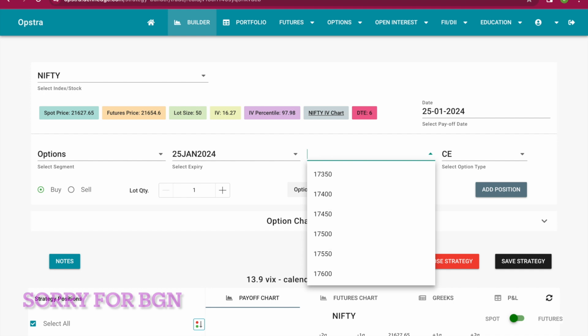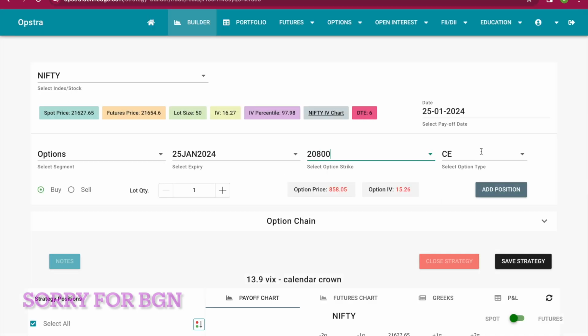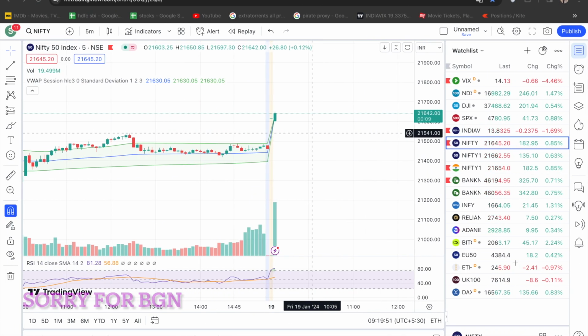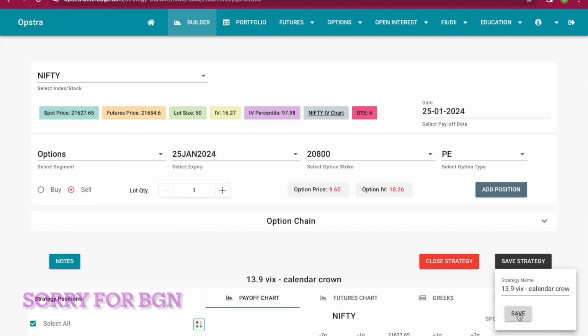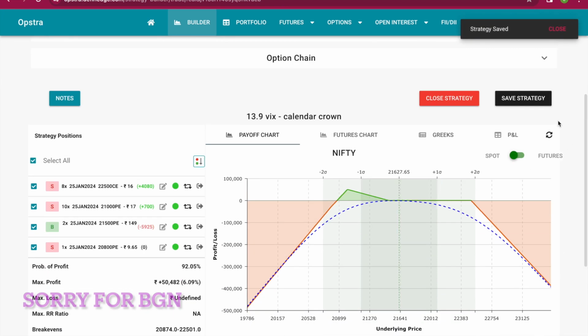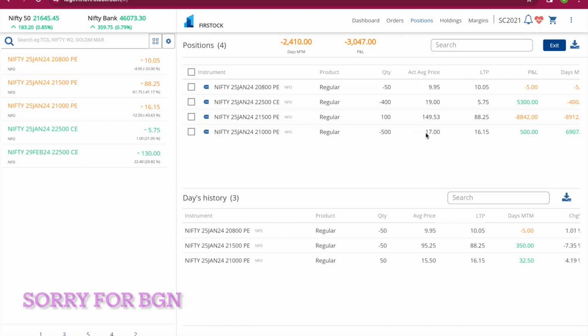Options 20,800 PE. Here we sell it off and we add the position. We save the strategy. The effective VIX is, India VIX is 13.8 only. So let's just keep it there. The VIX has come down actually today, so the profits are looking decent. Now I can hold this strategy for some time and let's see if the market reverses. And if the market reverses, it would be good. Otherwise, the decay on this 21,500 PE will actually give us a huge loss.